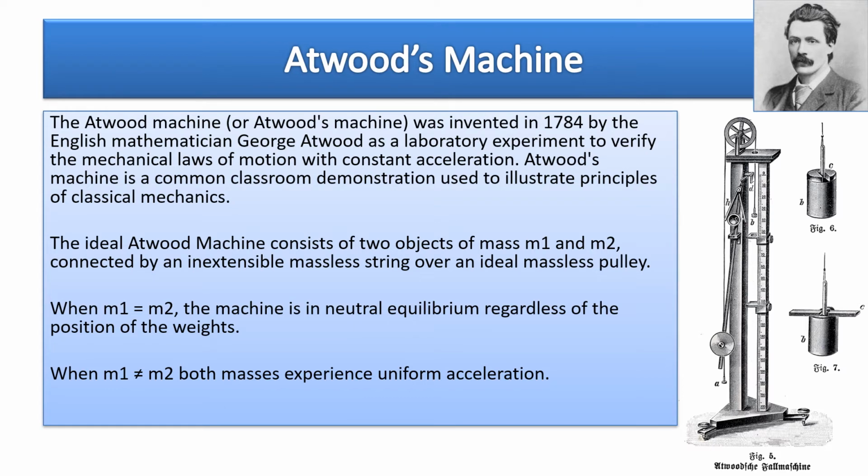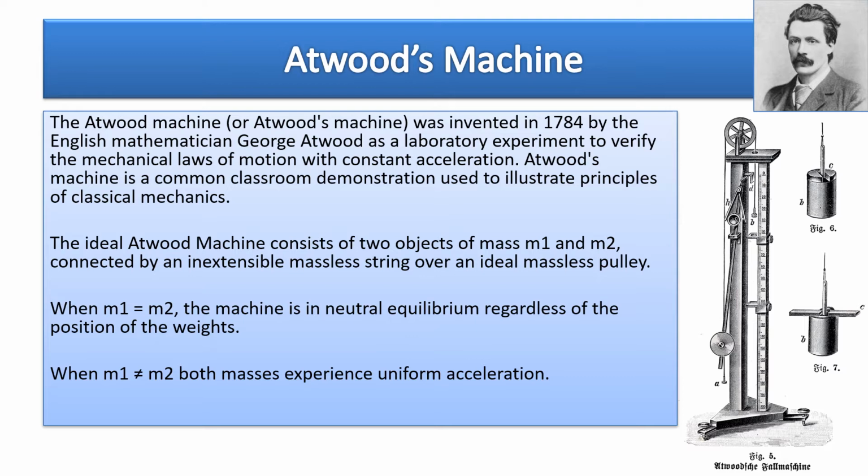Well, let's talk about Atwood's machine. So it was a person. The Atwood machine, or Atwood's machine, because it was his machine, was invented in 1784 by the English mathematician George Atwood as a laboratory experiment to verify the mechanical laws of motion with constant acceleration. Atwood's machine is a common classroom demonstration used to illustrate principles of classical mechanics.